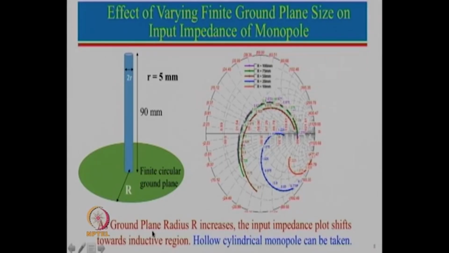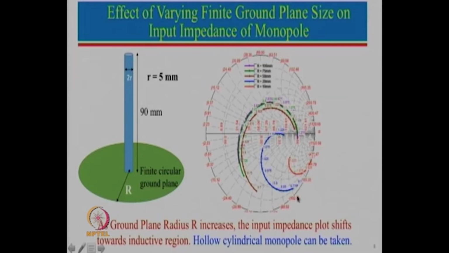So as the ground plane radius r increases, we can see that the input impedance plot shifts towards the inductive region. So this is for an extremely small ground plane, then it is shifted over here, then over here, and then it is shifting like this. Now we had actually seen that if the ground plane is extremely large, just recall the previous slide for r equal to 5, this was roughly the plot here. So if you make a smaller ground plane, the whole curve is shifting over here.